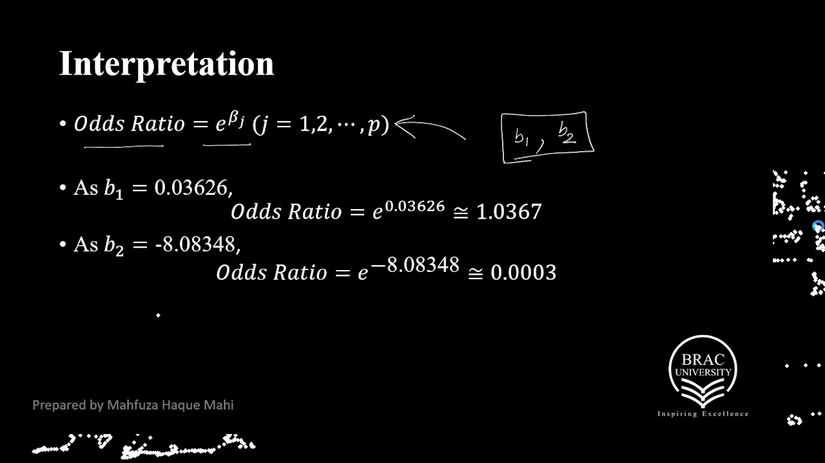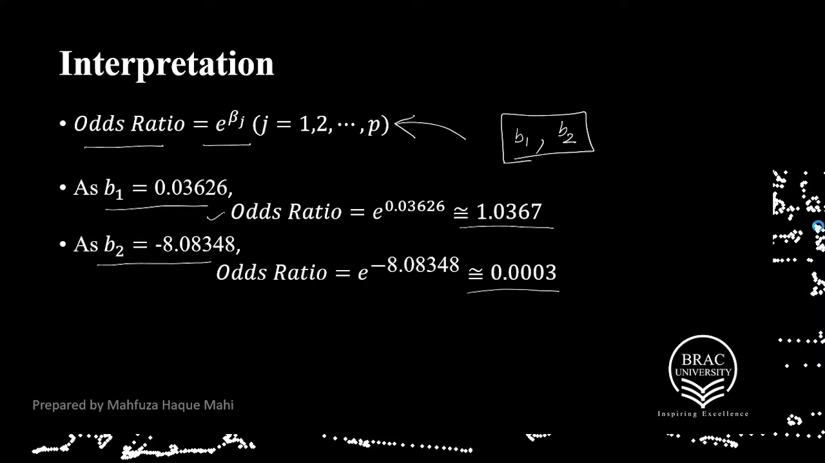So as we know that B1 equals 0.03626, the odds ratio for the variable horsepower will be e to the power 0.03626, which is approximately 1.0367. And as B2 equals minus 8.08348, the odds ratio will be e to the power minus 8.08348, which is approximately equal to 0.003. So from the values of the regression parameters, we can easily calculate the odds ratio.